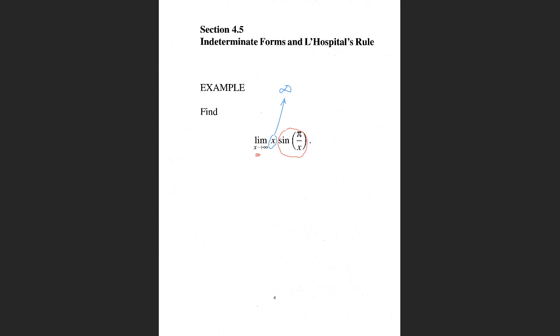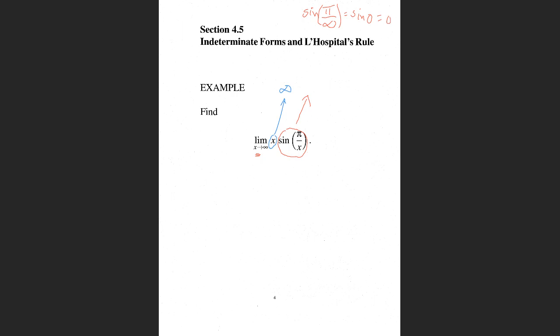But what about the second function, the sine of pi over x? What's the sine of pi over x going to go to? Well, if you think about the sine of pi over infinity, that's equal to the sine of what value? That's right, that's the sine of 0, which is just 0.